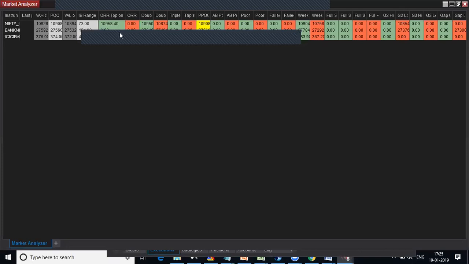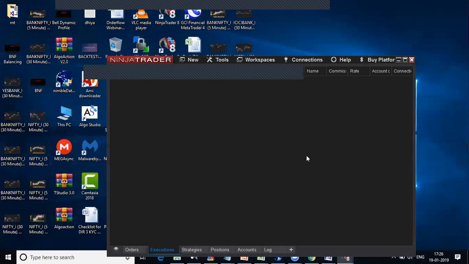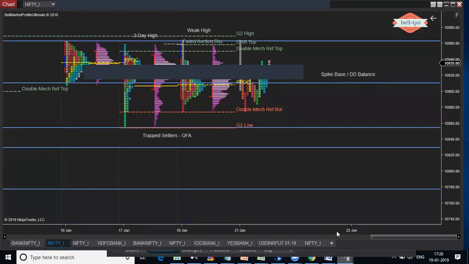Right. So nobody has a proper market profile scanner. So this is a very first attempt from Bell TPO to bring some useful scanners. Going forward, whatever we feel is critical, we will try to induce into the scanners or as a form of reference lines. So we feel these are the top priority as of now to bring as scanners and as reference lines as well.